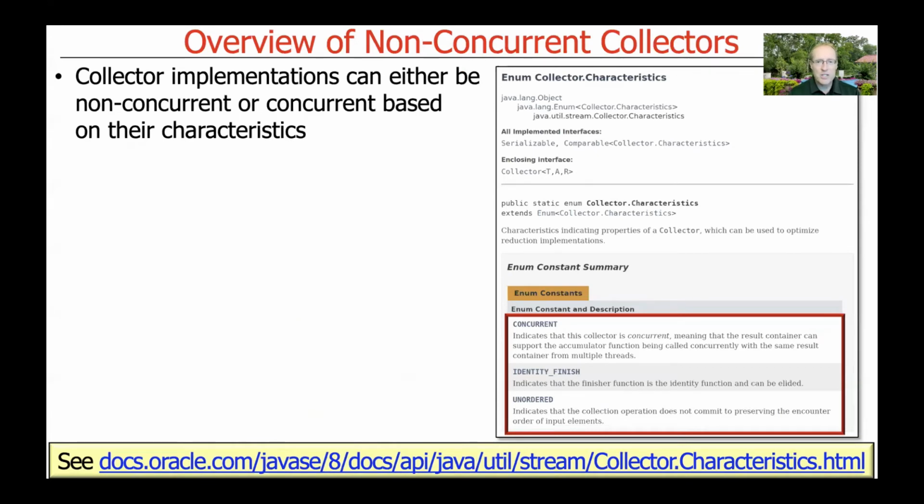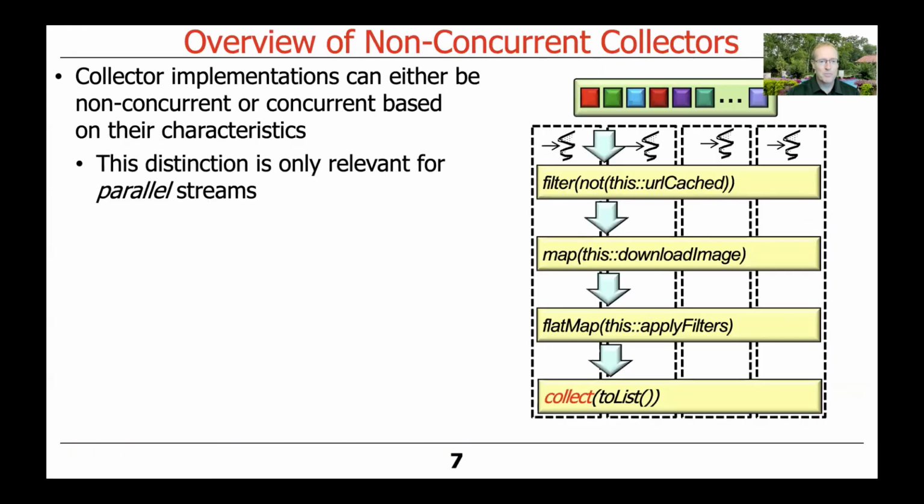Collector implementations can be designated in one of two ways. They can either be designated as non-concurrent, or they can be designated as concurrent. And the way that they're designated is based on some characteristics, which is essentially metadata that's used to describe the properties of the collector. And this metadata is used by the streams framework in order to carry out the appropriate and given semantics of the programmer.